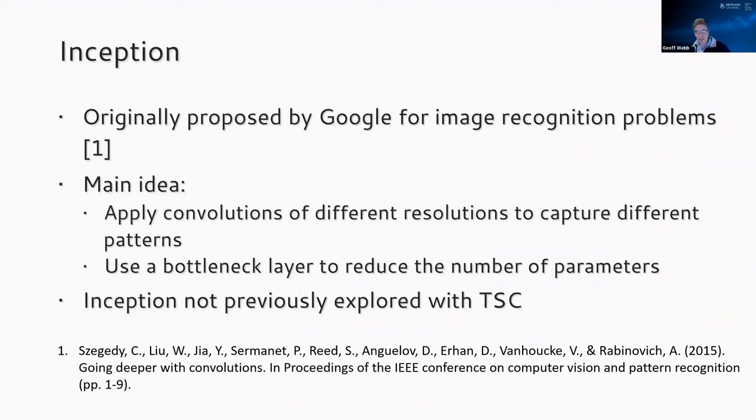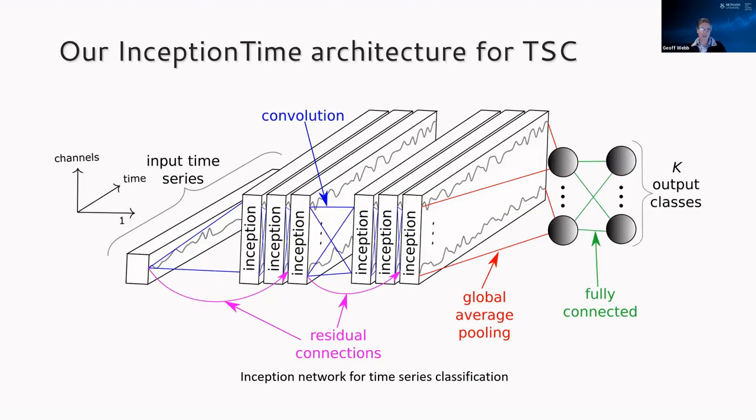The inception architecture was originally proposed by Google for image recognition tasks. Its idea was to apply convolutions at multiple resolutions in order to capture different types of patterns. The problem is that each application of a convolution results in a new image, so if you apply many, many convolutions, you're exploding the amount of information you have. You need ways of bringing that back down, and the way in which that's done is by what's called a bottleneck layer, which brings the result back to a single image-like thing.